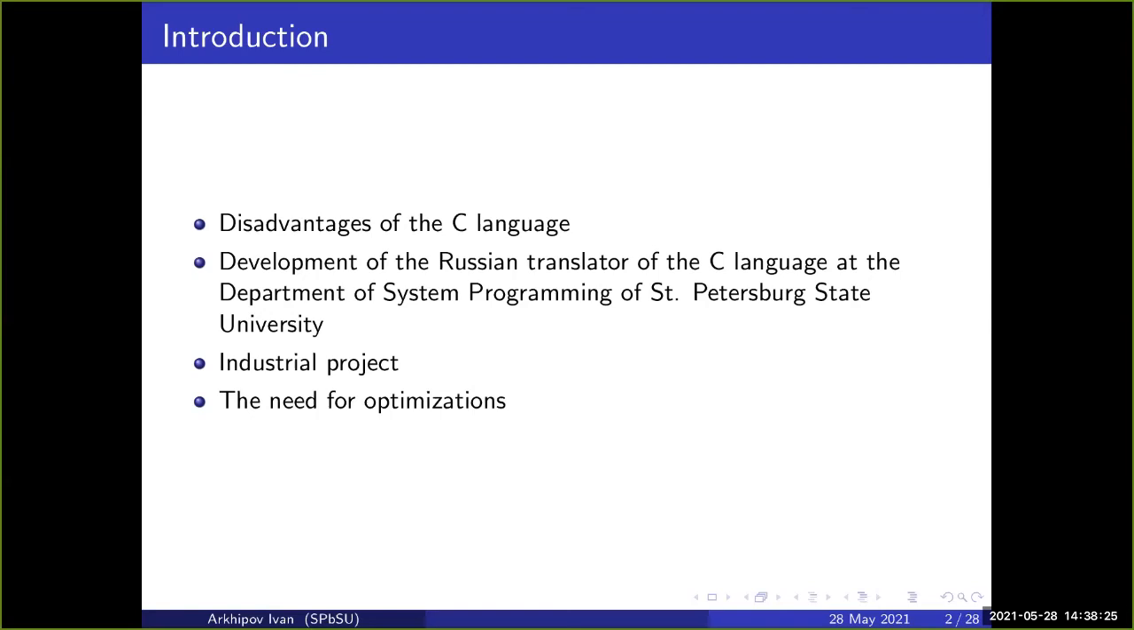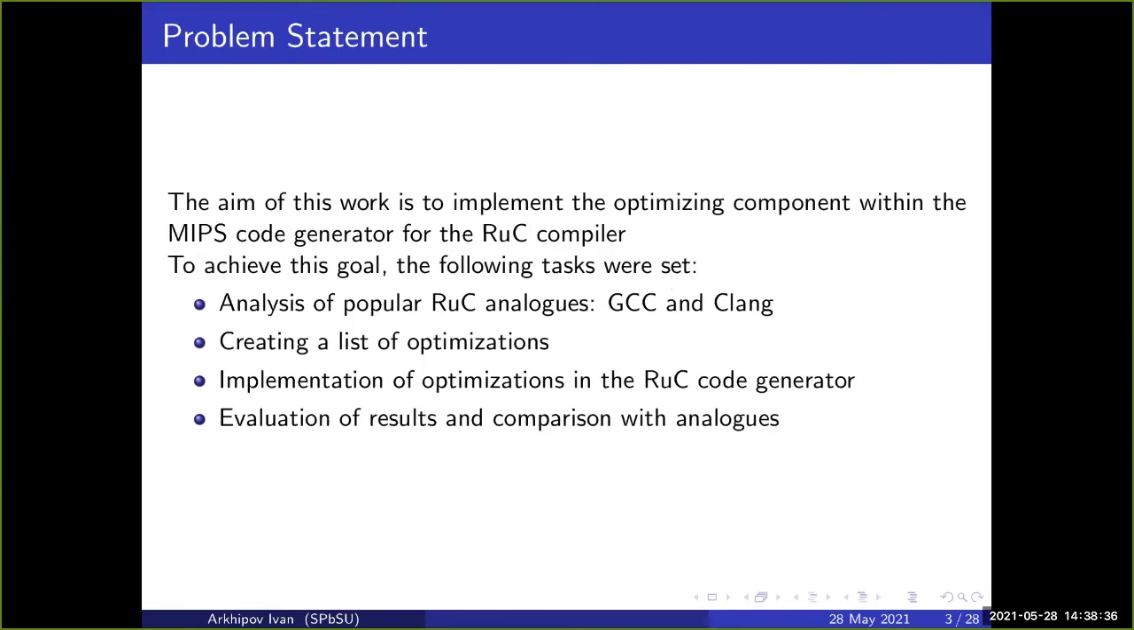Recently, it has become an industrial project. That's why there is a need for optimizations for the concrete platform MIPS. So the goal of this work is to implement the optimizing component in the MIPS code generator for the Rusi compiler. To achieve this goal, we should analyze popular Rusi analogues, GCC and Clang, create a list of optimizations, implement them, and evaluate results and compare again with the analogues.